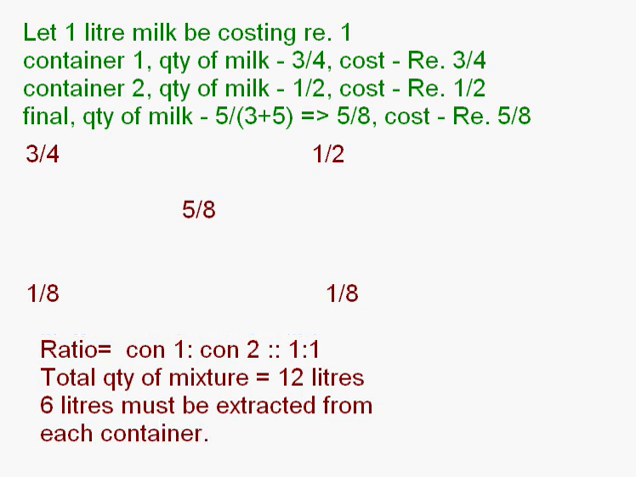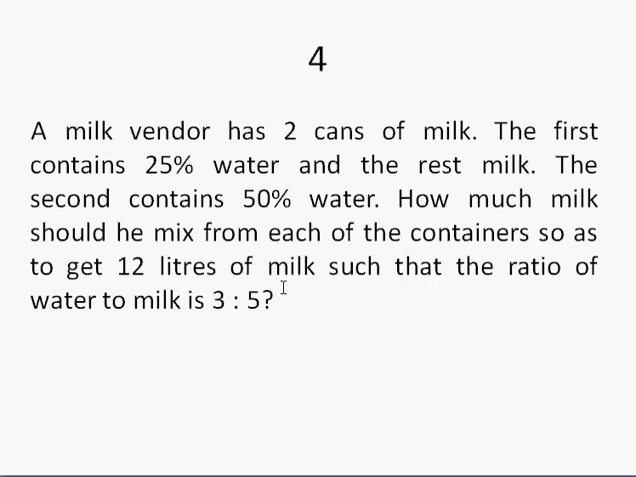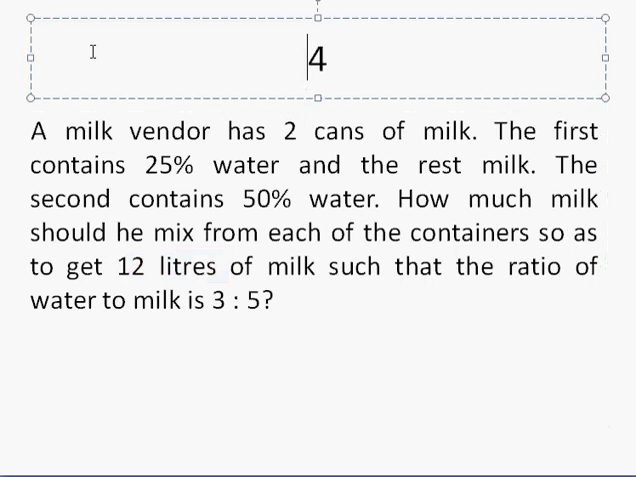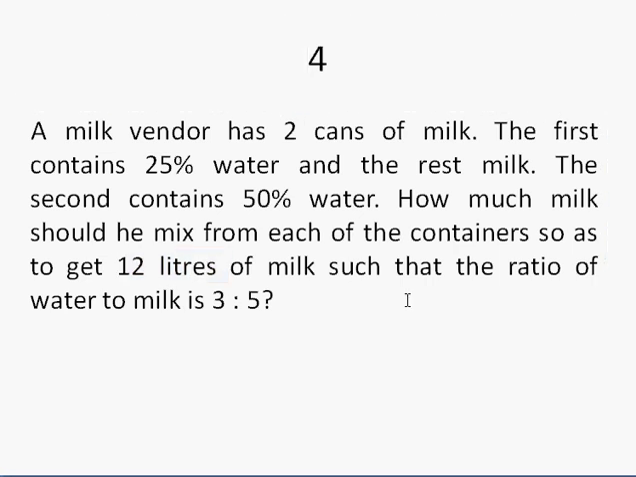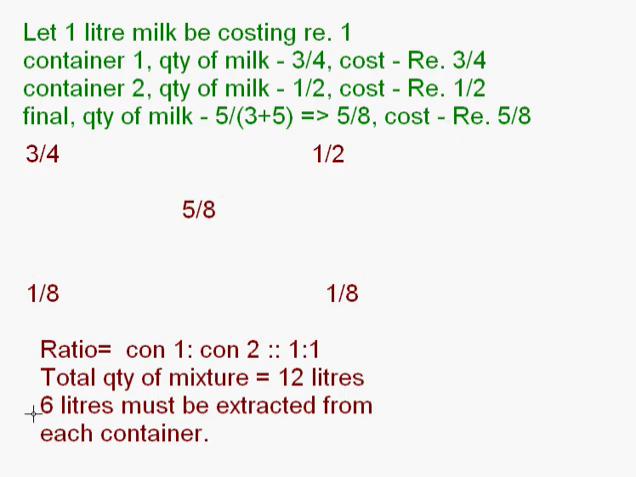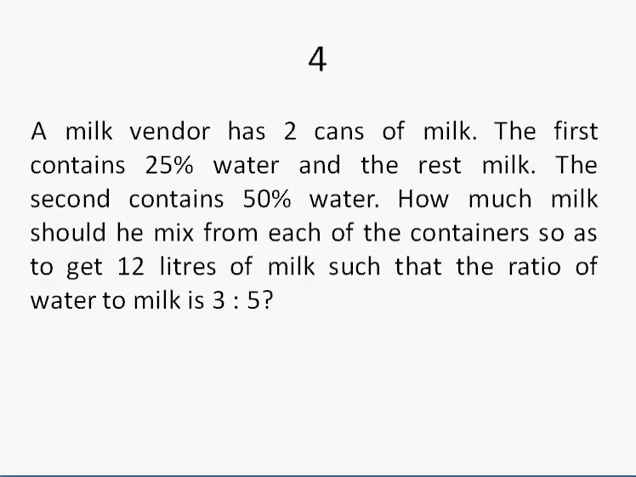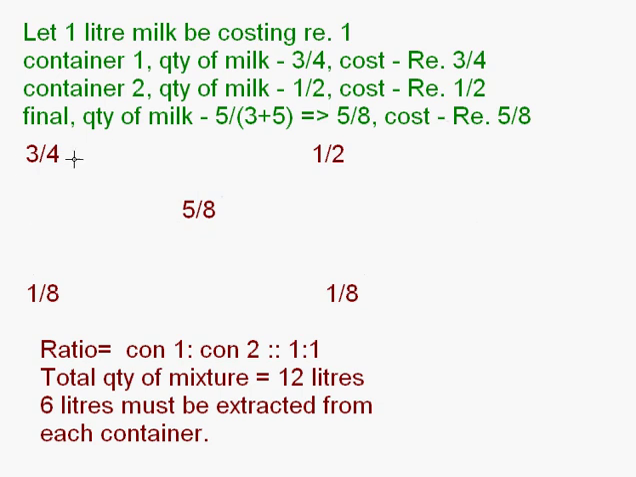Okay, so understood? The problem was very easy. Look here, we have to mix in such a way that the final mixture will be 12 liters of milk such that the ratio of water to milk is 3:5. So that means we must extract 6 liters from each container, 6 liters from container 1 and 6 liters of container 2. Now how did we know that we are going to use the rule of allegation? Because here two quantities are given and they are mixing with each other. Alright, so first quantity price here, second quantity price here, final here.